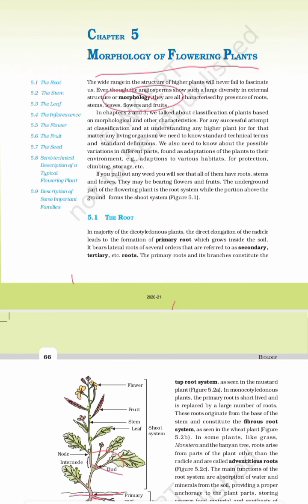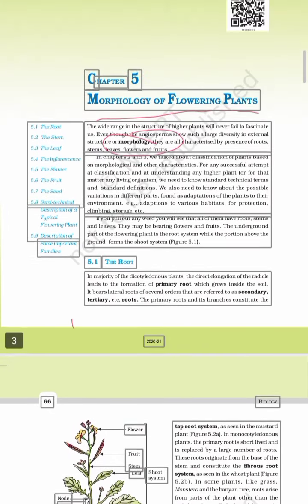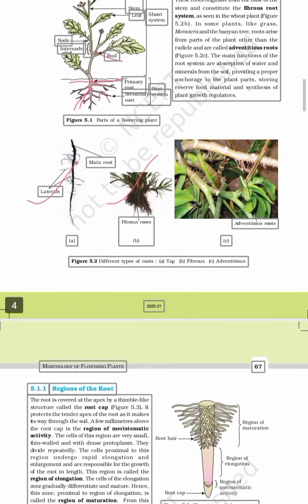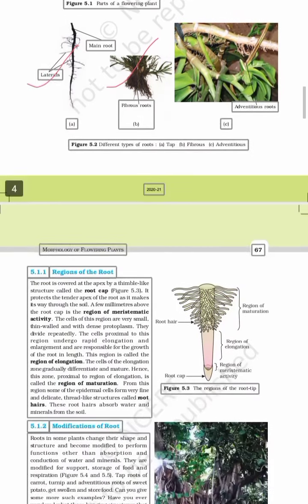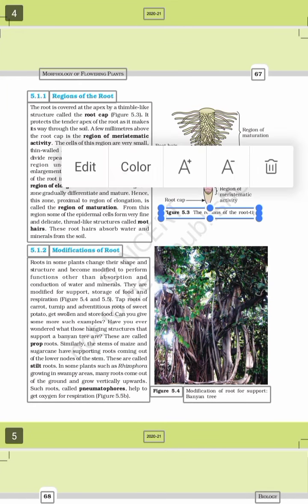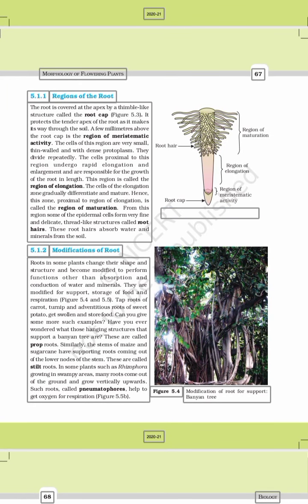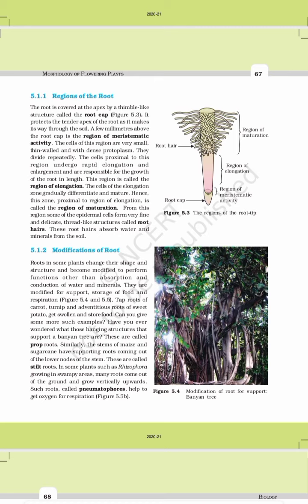Let us move to the next part. So we are now studying the regions of the root. There are various regions of a root which you have to learn.